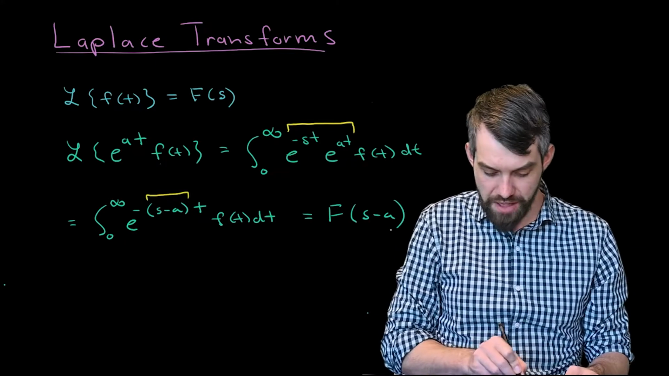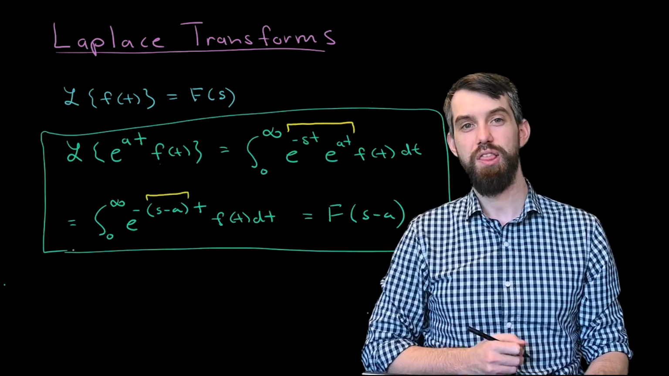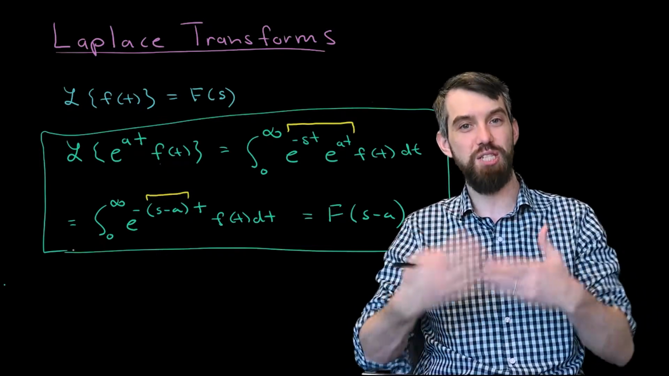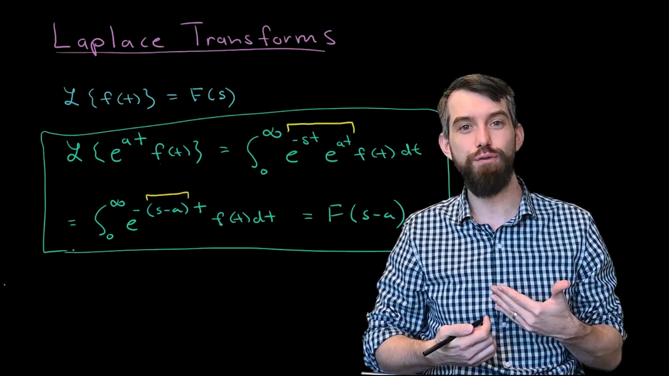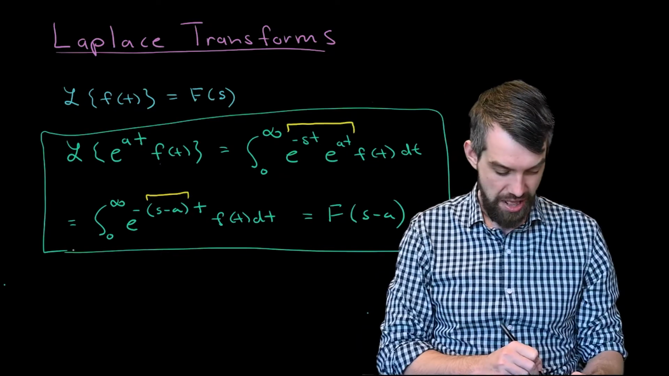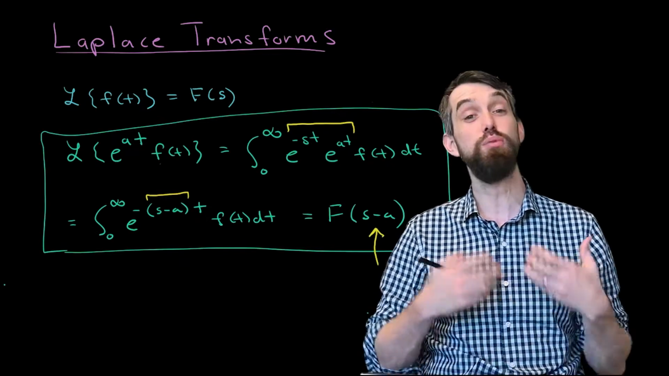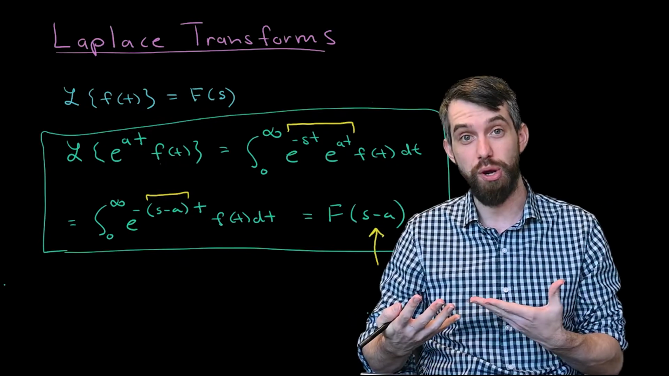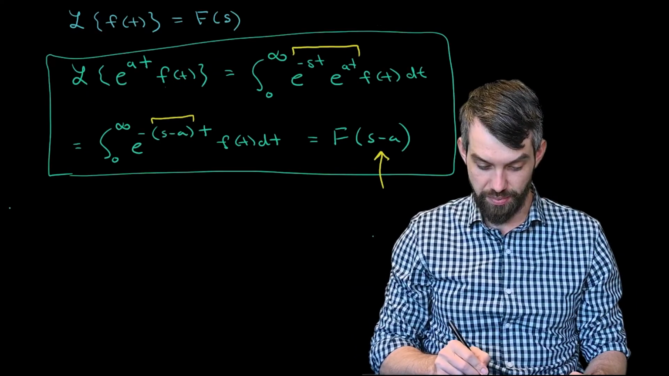In other words, what I have come up with is this translation property: the Laplace transform of an exponential times a function is just the same thing as the Laplace transform, but translated. It's no longer at F of s, it's at the value of s minus a. So this is referred to as the translation property of the Laplace transform. All right, so let's see how we can use this in some examples.